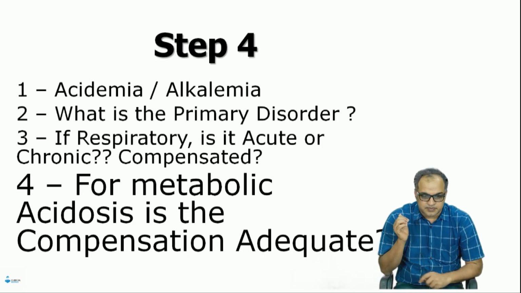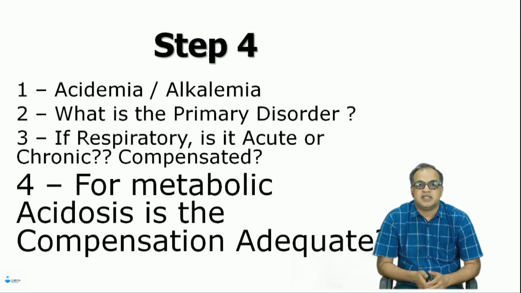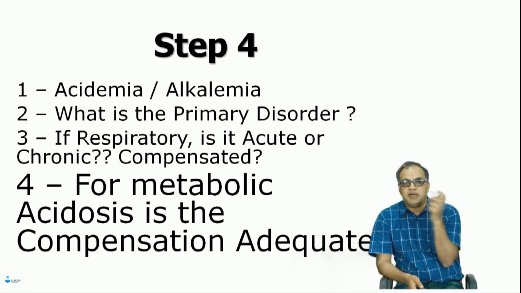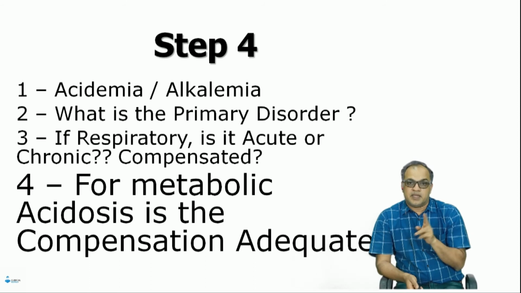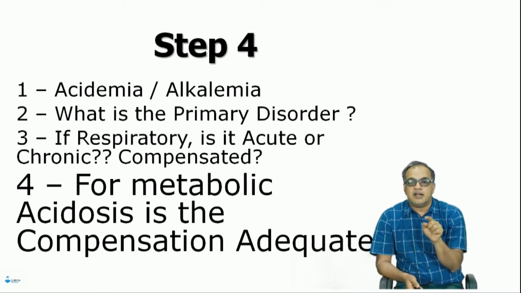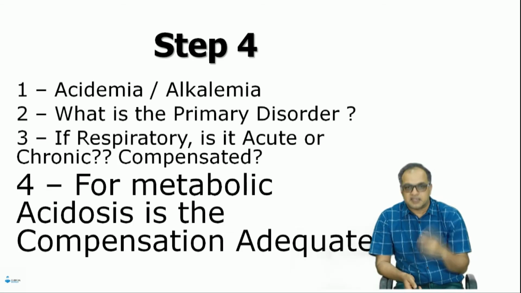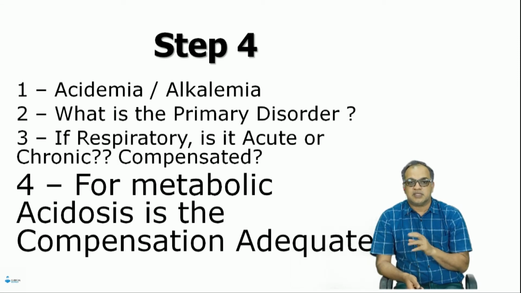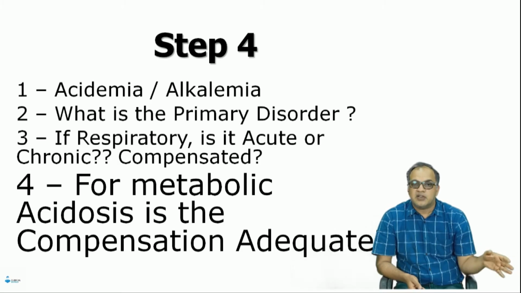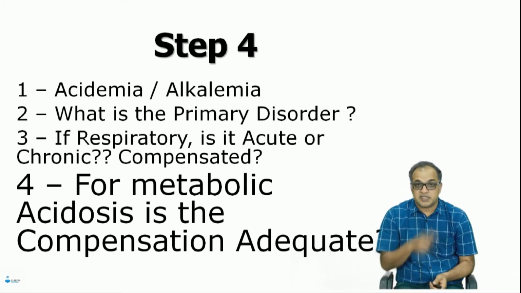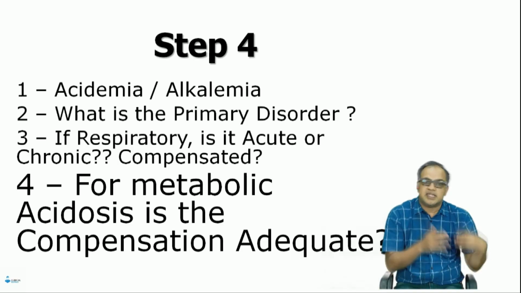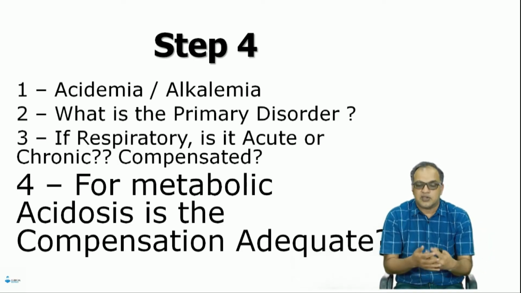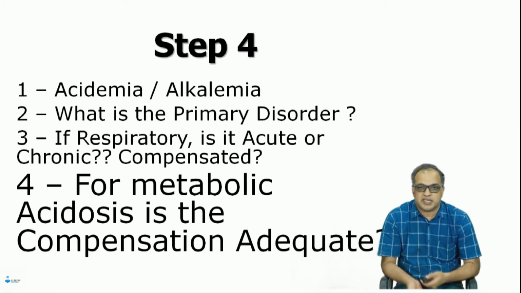Moving ahead. So we saw 3 things. We saw acidemia or alkalemia. What is the primary disorder? If it is respiratory, then is it acute or chronic? And how much is the compensation? Next step is, for metabolic acidosis, is the compensation adequate? We saw it in respiratory. Now we'll see for metabolic acidosis, that means bicarbonate is less, pH is less. Now we'll see if the compensation is adequate or not.